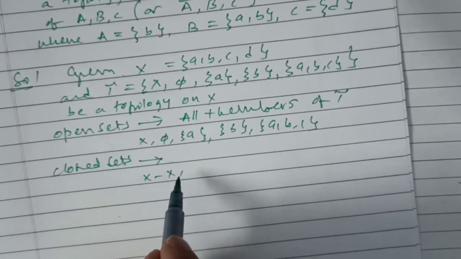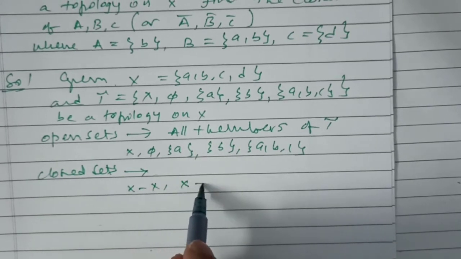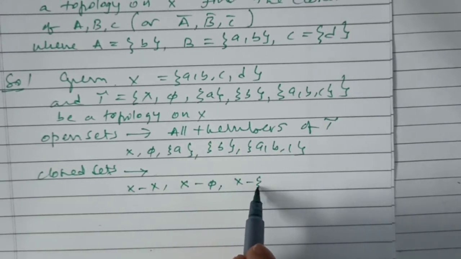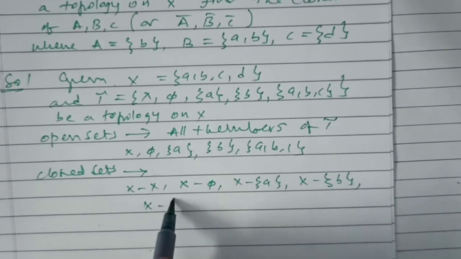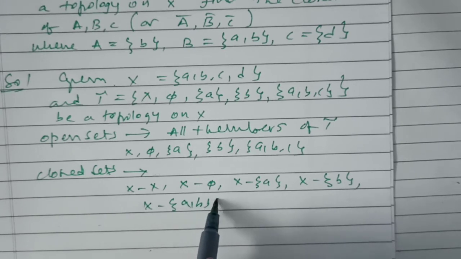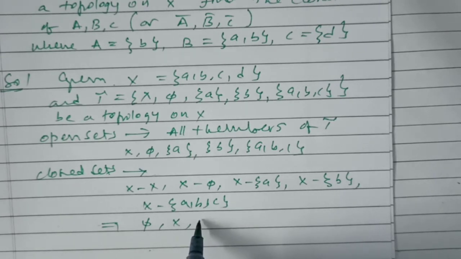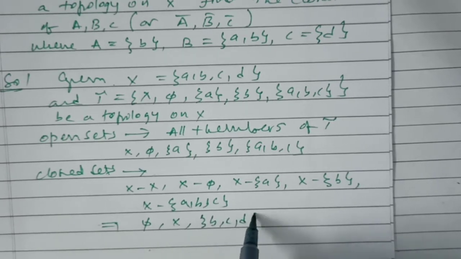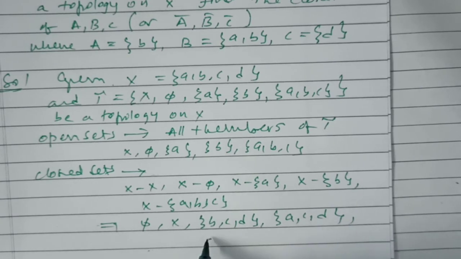X minus X, X minus phi, X minus {a}, X minus {b}, X minus {a, b, c}. This implies phi, X, {b, c, d}, {a, c, d}, {d}.